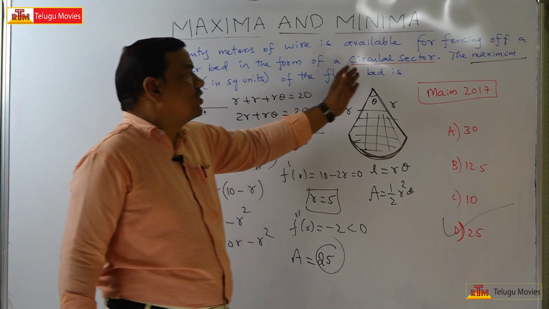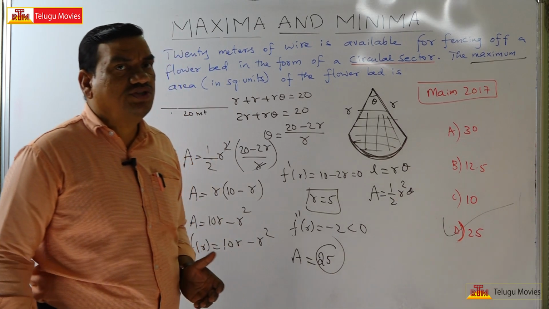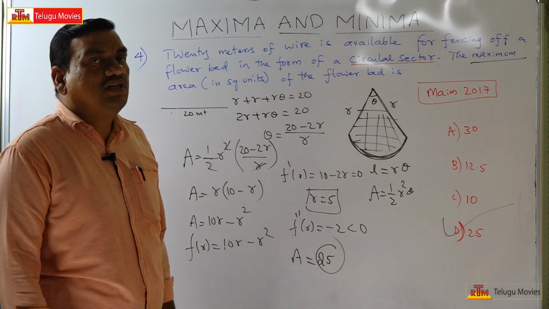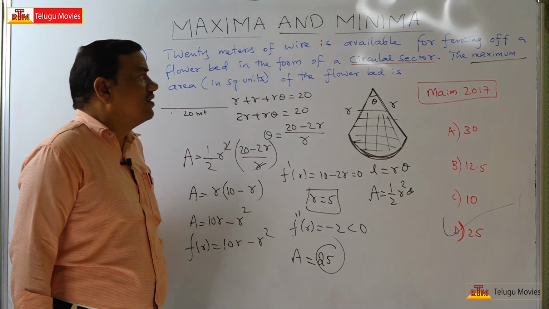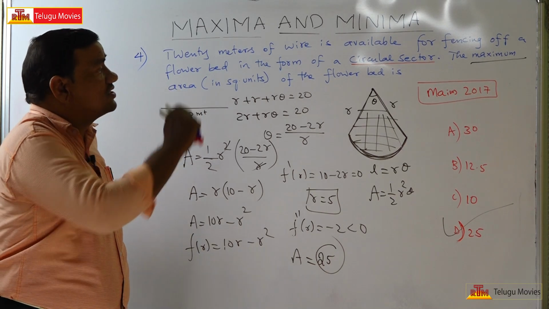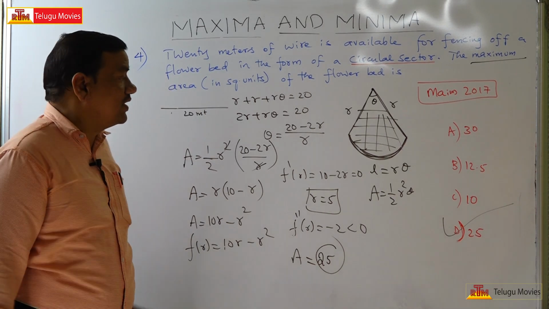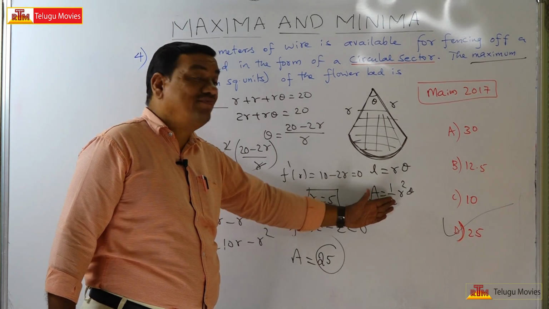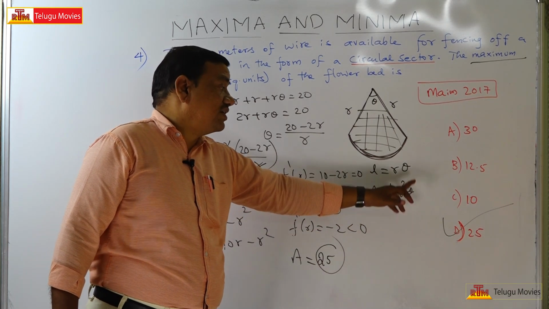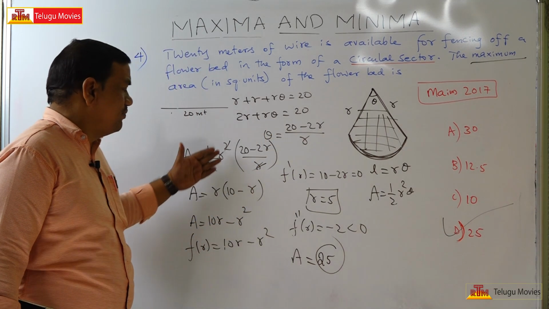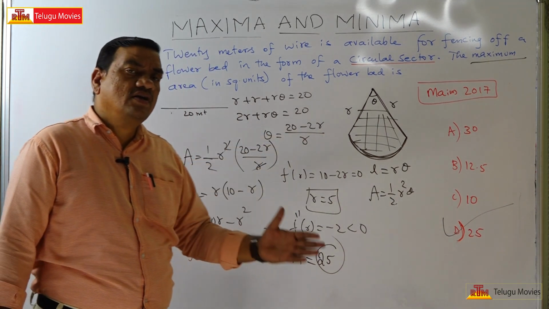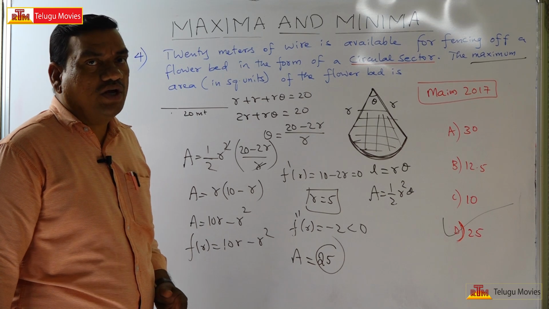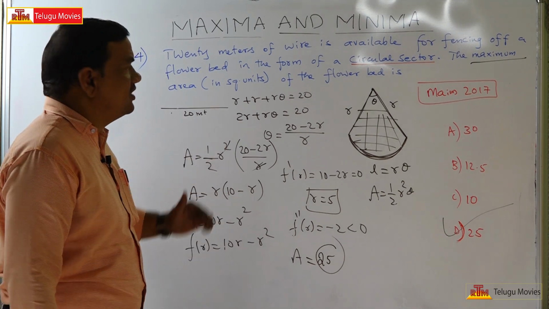Generally, circular sector means don't get confused, it is a sector only. Generally students get confused about this word circular sector. Circular sector means sector only. So length of the arc, area of the sector is r square into theta. I converted it into a single variable, and afterwards the problem can be solved regularly. Okay? So I hope that you understand this solution.